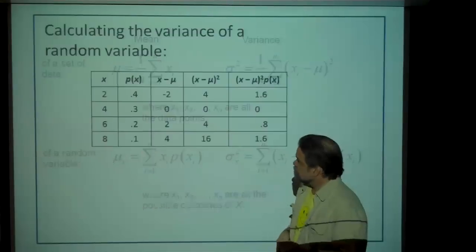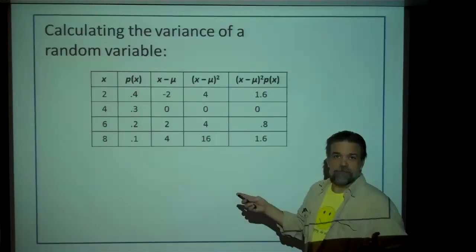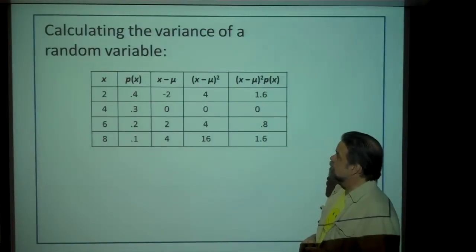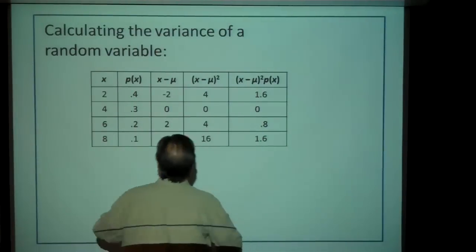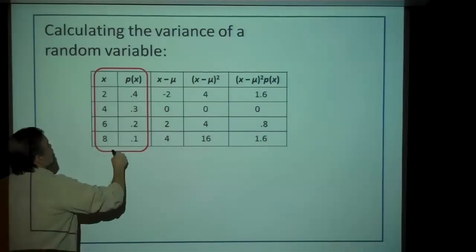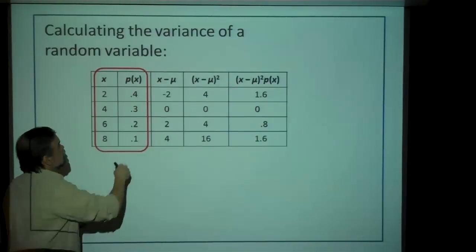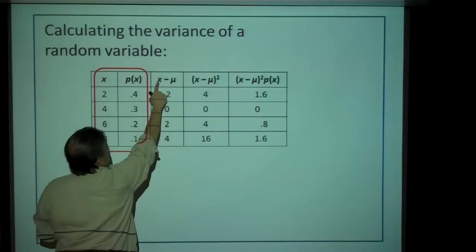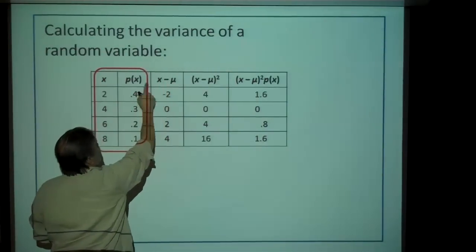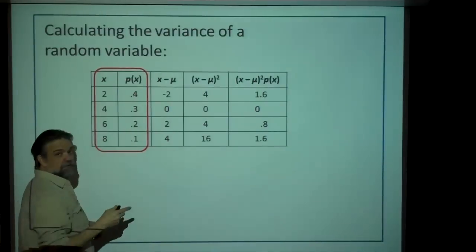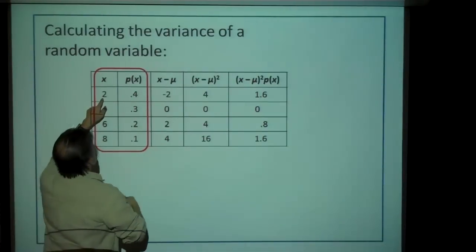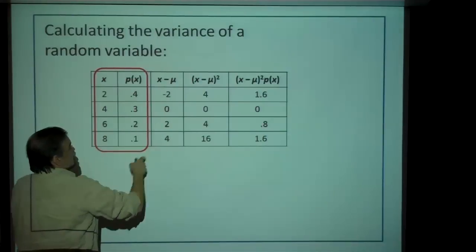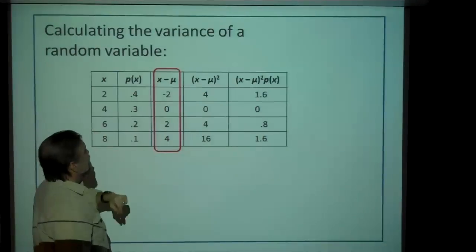Okay, so let's just look at the nuts and bolts of how we calculate the variance of a random variable. Okay. Here we have our probability model here, okay? Our x's, our possible values, times the associated probabilities. So here I take the difference between each possible value and the mean. If you remember, the mean was 4. So 2 minus 4 is negative 2, 4 minus 4 is 0, 6 minus 4 is 2, 8 minus 4 is 4, and that's how we get that column there.